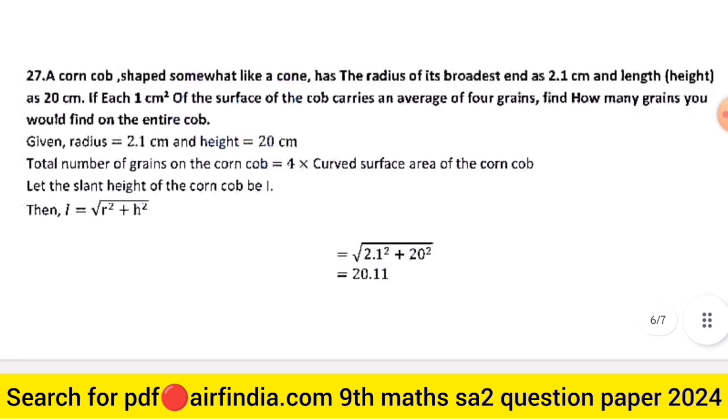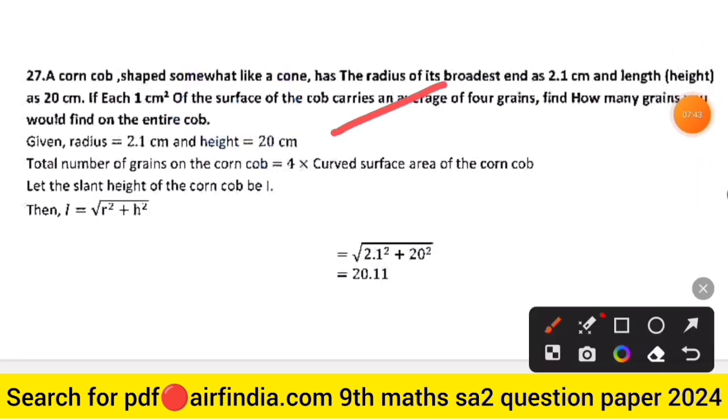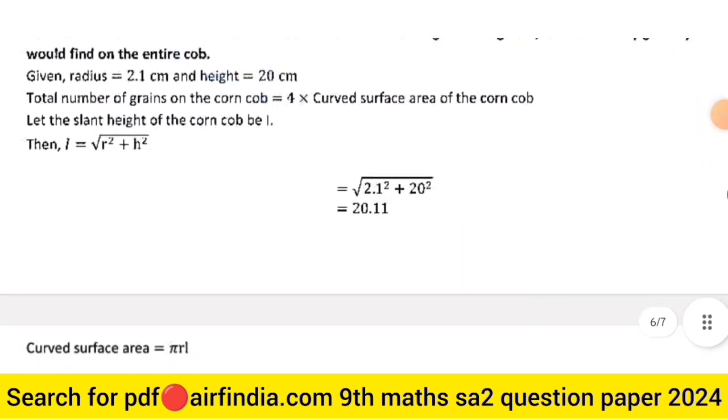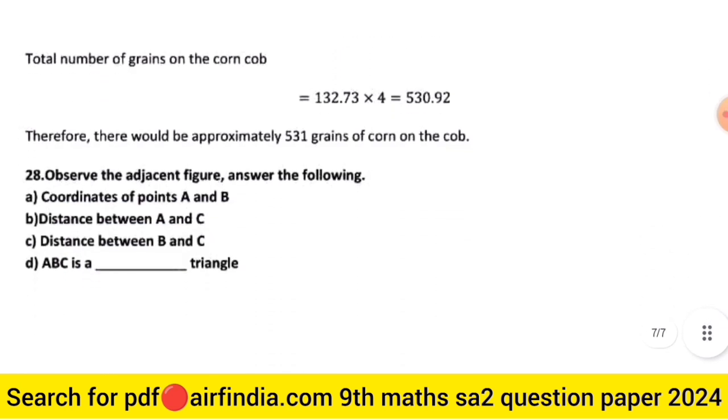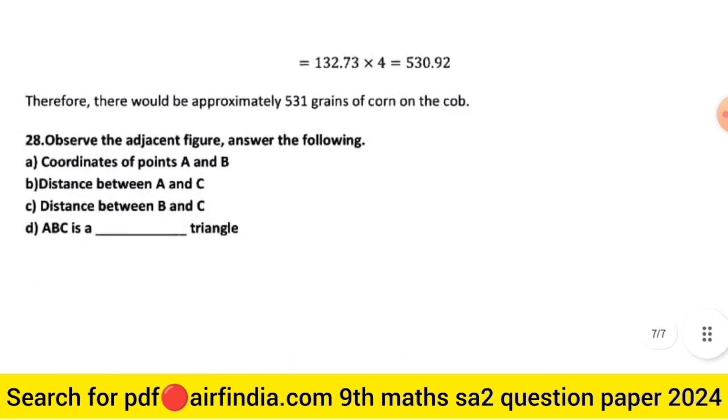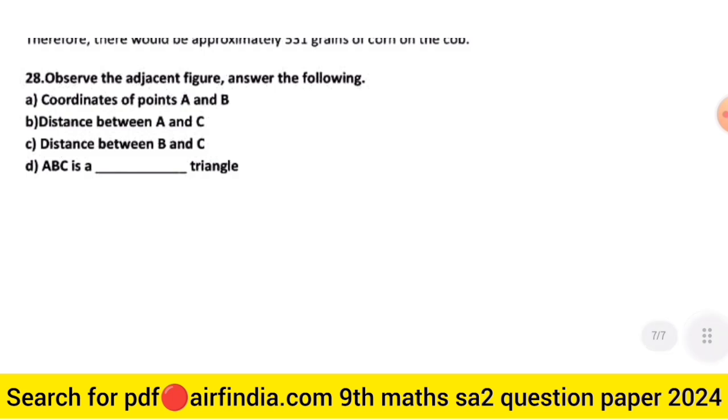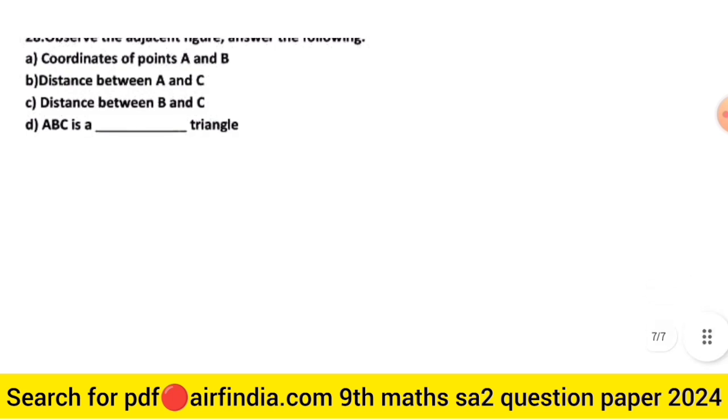And question number 27 is given. Okay, this is question number 27, and this is the full solution of question number 27. The next question is question number 28. Observe the adjacent figure and answer the following: coordinates of points A and B, distance between A and C, distance between B and C, and ABC is a triangle.